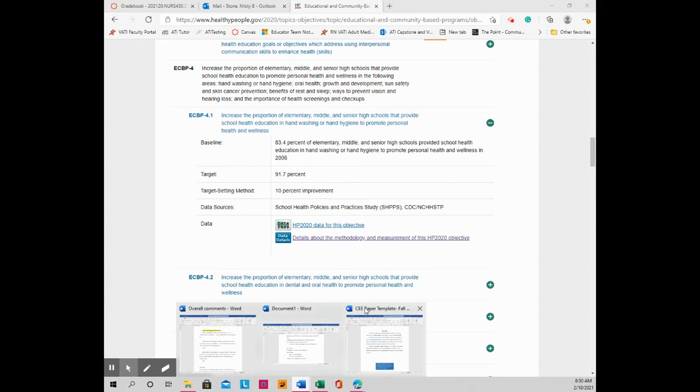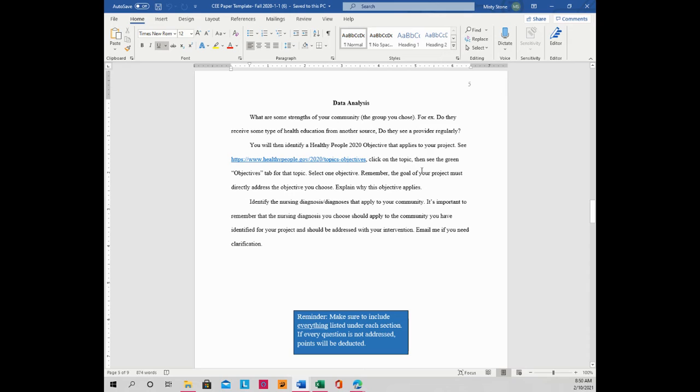So now let's go back to our paper and continue to go through it. This tells you how to access it, which is what I just showed you. Select one objective, which we just did. Remember, the goal of your project must directly address the objective you chose, and that one did. My topic was hand hygiene, and my objective from Healthy People was about teaching about hand hygiene. And you need to then explain why this objective applies to your topic.